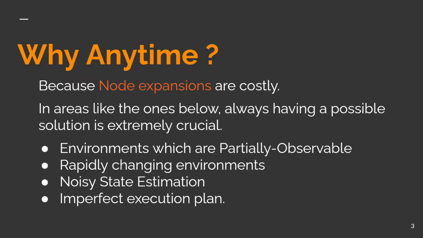So why anytime? The ability of having a possible solution at each time step is essential in areas which have a propensity towards sudden changes. An optimal planning algorithm usually takes a huge amount of node expansions, and if a sudden change occurs to the graph, then the current solution will be rendered moot. Some of the possible environments where fast replanning is crucial are as follows. Partially observable or rapidly changing environments, noisy states, and imperfect execution plans are some of the areas where having a possible solution is important.